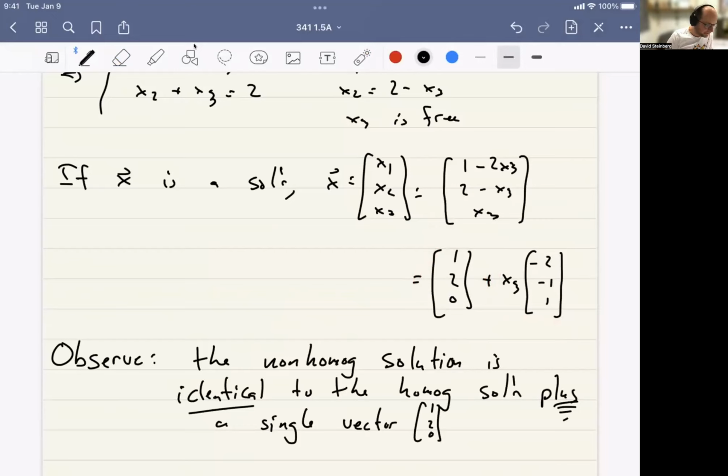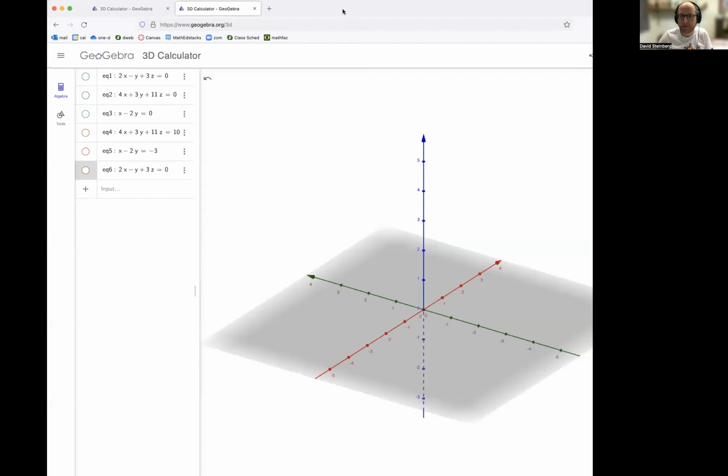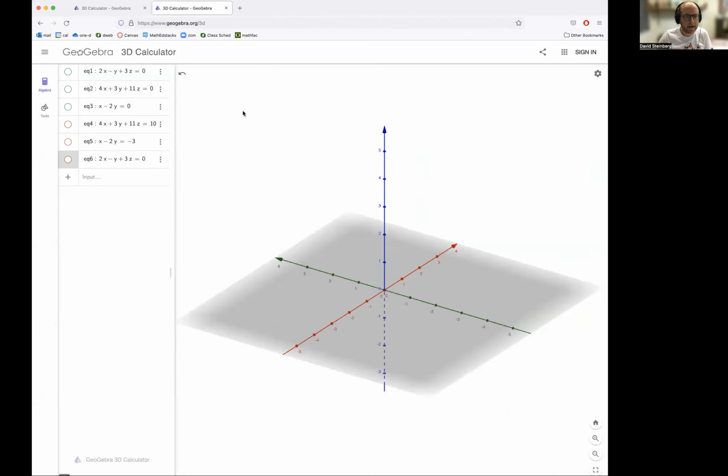Before we get to the statement of that theorem, let's do something unusual and go to GeoGebra to see if we can visualize what's happening here. Unless I've closed the window that I wanted. No, okay, one sec. Let's change this share here. Okay, boom. So now we should be able to see GeoGebra.